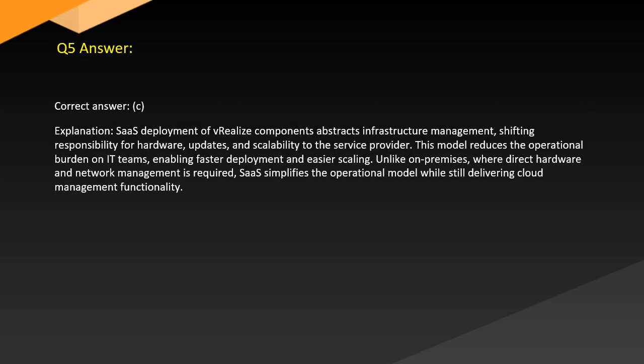Answer. Correct answer, C. Explanation. SaaS deployment of Realize components abstracts infrastructure management, shifting responsibility for hardware, updates, and scalability to the service provider. This model reduces the operational burden on IT teams, enabling faster deployment and easier scaling. Unlike on-premises, where direct hardware and network management is required, SaaS simplifies the operational model while still delivering management functionality.